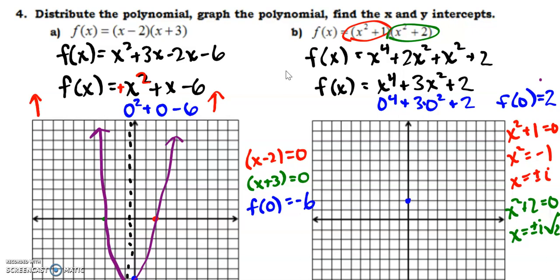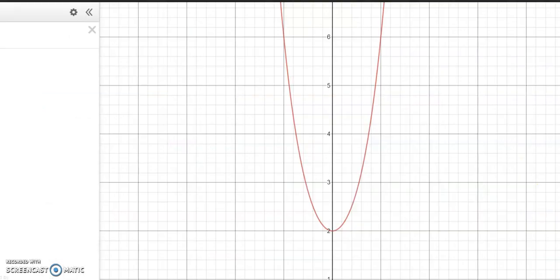So I distributed out all of my first, outside, inside, last. X squared times x squared got me x to the 4th. Combined my like terms, found my y-intercept. Then I went through and I tried to find my x-intercepts and I kept getting these imaginary numbers. So I jumped to my good friend Desmos. And in looking at Desmos, I typed in my function.